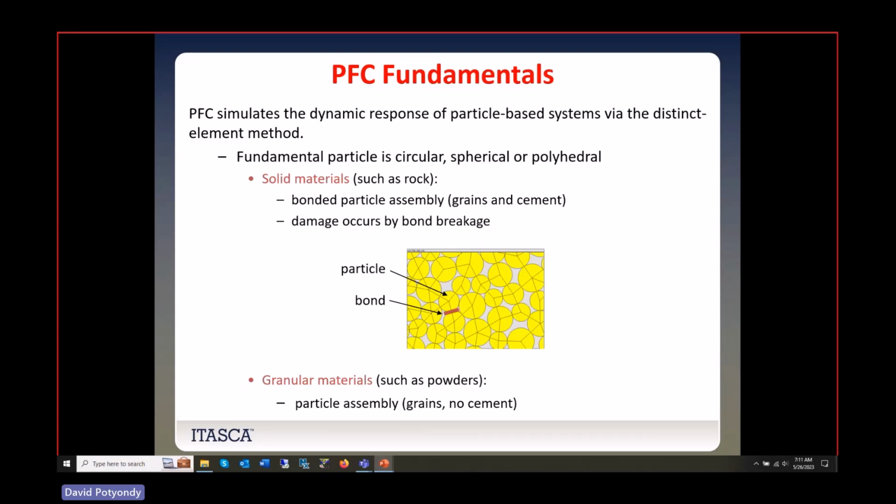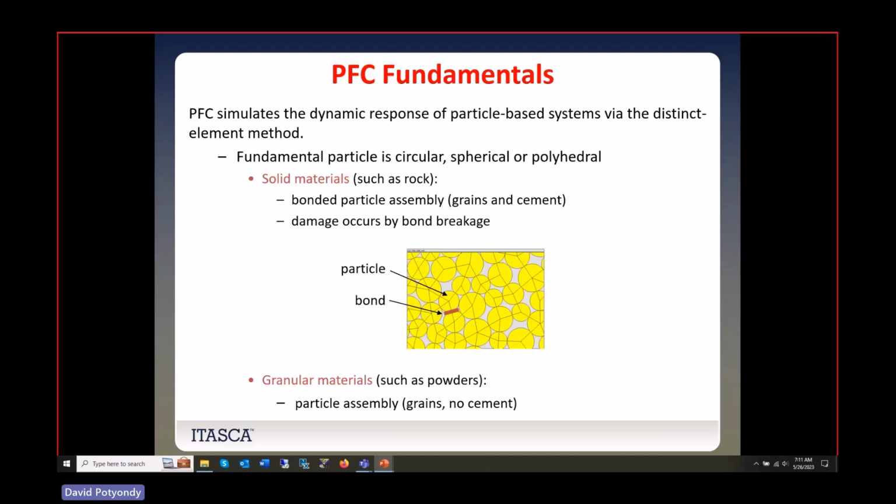So what do we've got here with PFC? Particles, distinct element method. What are the particle shapes? Circles, spheres, overlapping spheres, polyhedra. We can do solid materials by bonding these together. In such a system, we typically think of that as grains. We think of that with grains in cement.